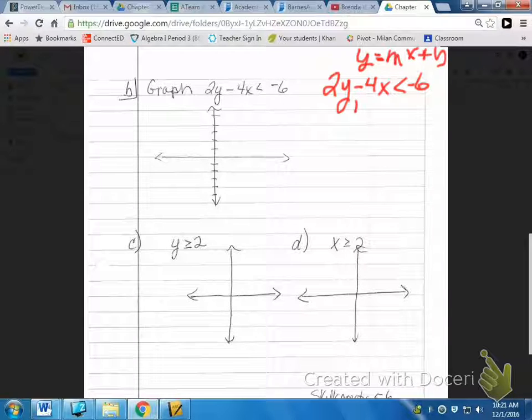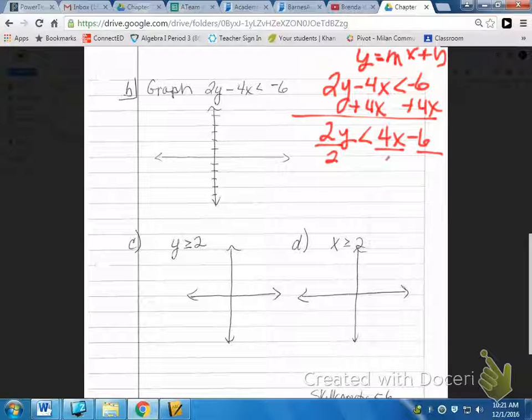So I'm going to add 4x to take it over to the right. 2y is less than 4x minus 6. And I want y alone, so divide everything by 2. Y is less than 2x minus 3. So negative 3 is my first point. Slope is 2, so rise 2, run 1.